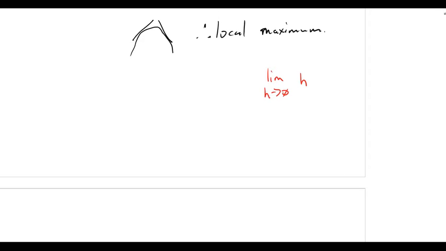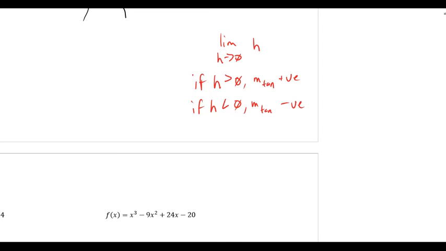I would say this: if h is greater than 0, the slope of the tangent is positive. And if h is less than 0, the slope of the tangent is negative. I would still say that, but it's a statement, not a test, because we don't have to sub into h to show it. Does that make sense? You still could. You could do it the other way if you wanted. You could just sub in if you want, but you wouldn't have to.